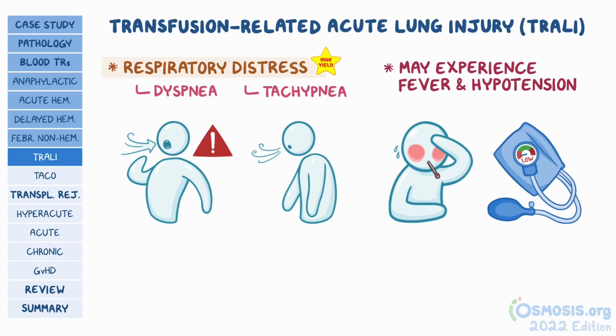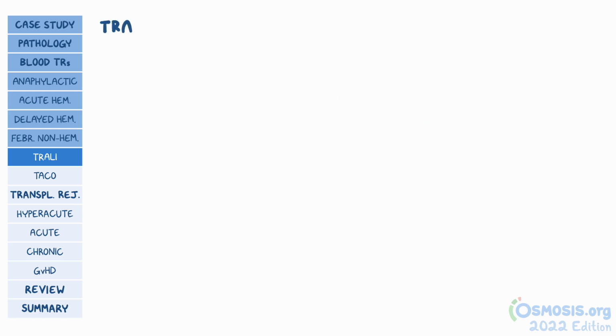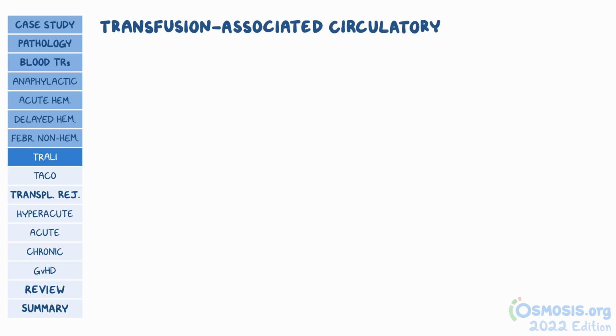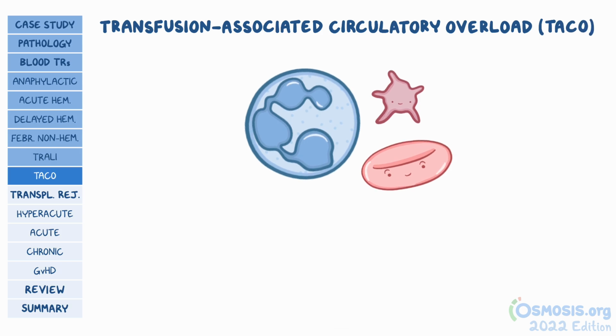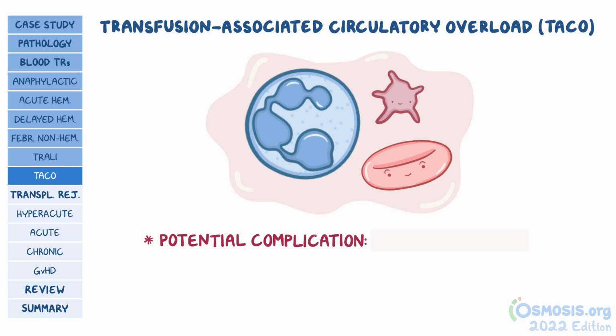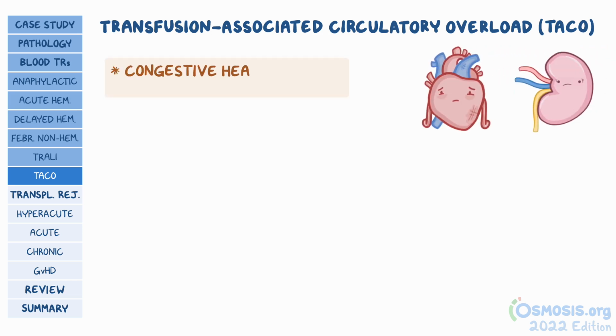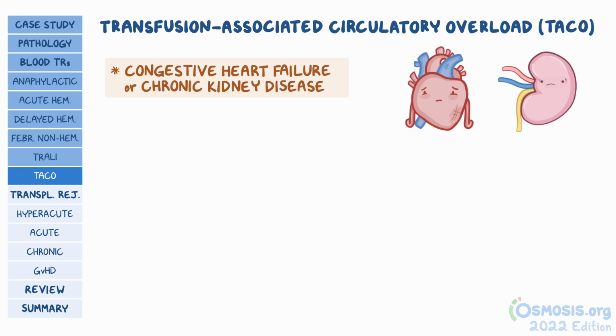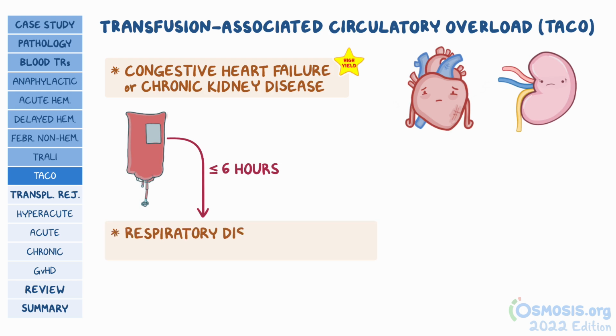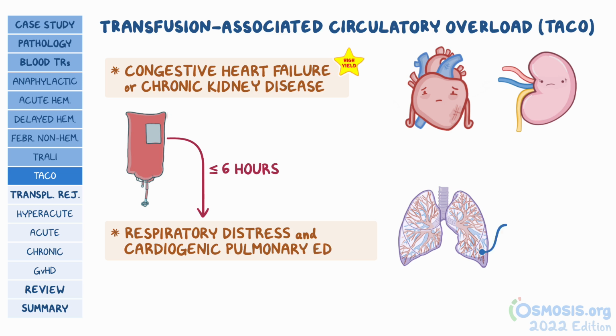Now, a similar blood transfusion reaction is transfusion-associated circulatory overload, or TACO for short. All right, the thing is, all blood products are packed in fluid, and therefore a potential complication of transfusions is fluid overload. In a test question, look for an individual who has congestive heart failure or chronic kidney disease and presents within 6 hours of the transfusion with respiratory distress and cardiogenic pulmonary edema.